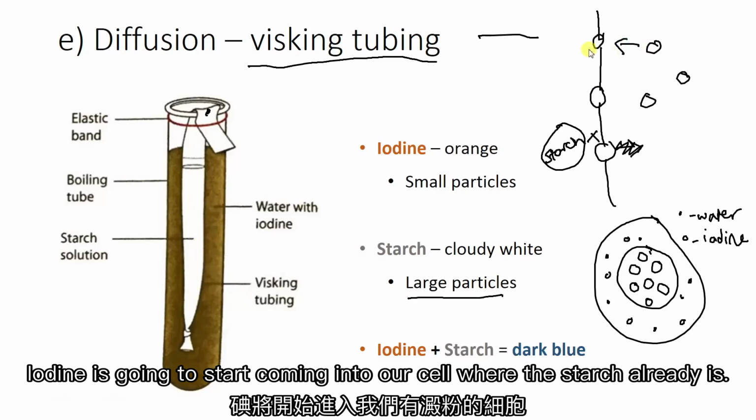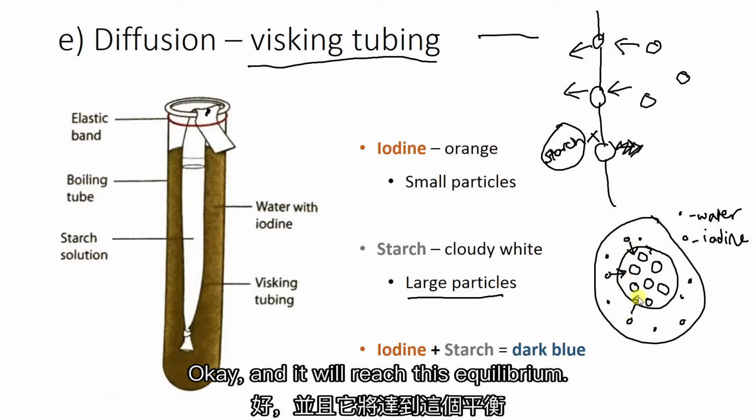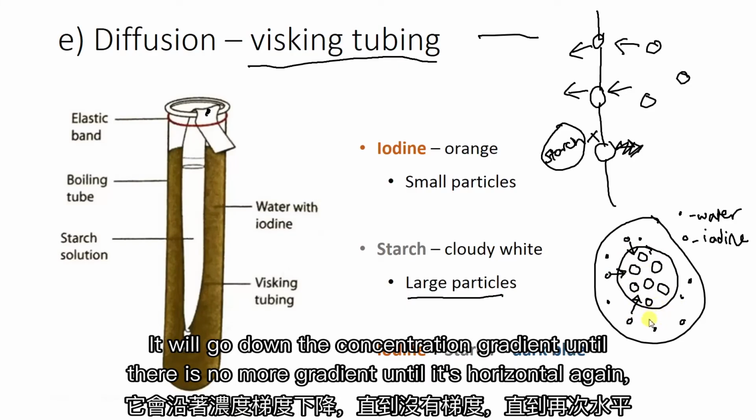Iodine is going to start coming into our cell where the starch already is. So our iodine is going to move in, and it will reach this equilibrium. It will go down the concentration gradient until there is no more gradient, until it's horizontal again, if you remember that.